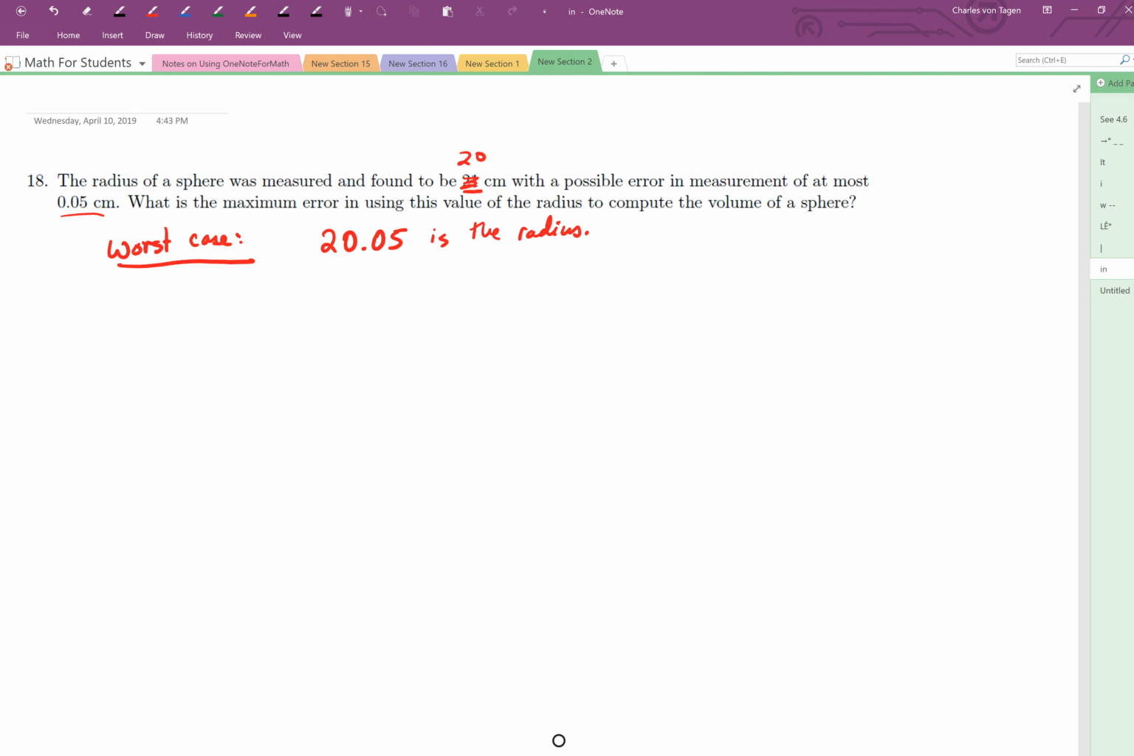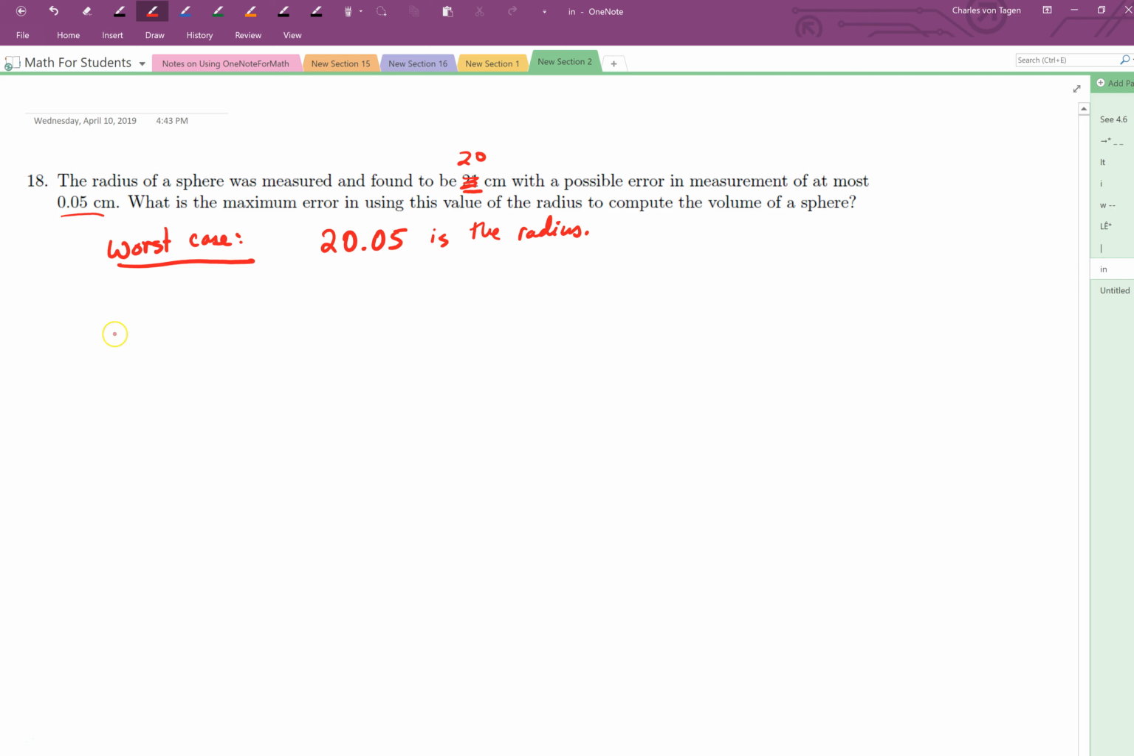Well, that's only off by 5/100ths of a centimeter, right? We might say that's not a big deal. Well, remember that the volume of the sphere has a cube in it, so the error of 0.05 gets compounded by a power of 3, and that can make a big difference in our final calculation. So the question is asking not what is the maximum error in the radius. We know that would be 0.05, but what is the maximum error in the volume of the sphere based upon our radius calculation.